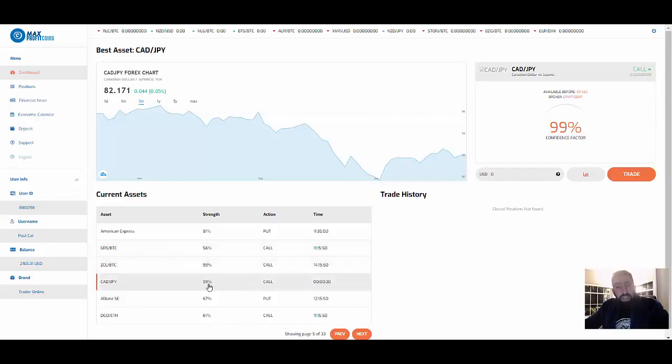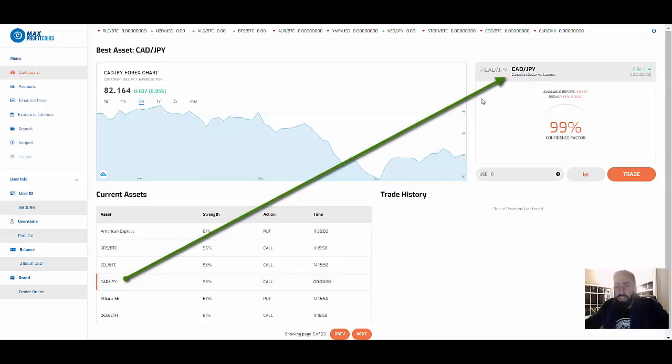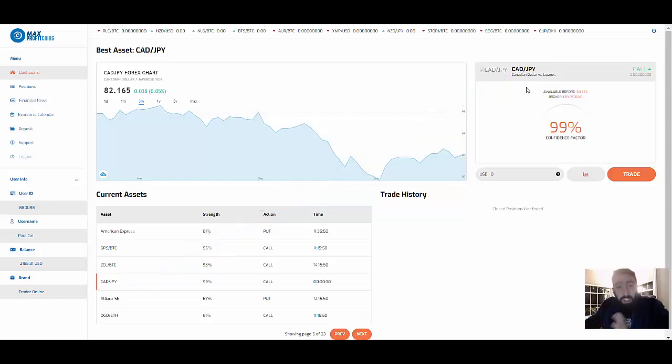So what I'm actually going to do, guys, considering that we have a great confidence factor here, is do this for our first trade. This is the easy part. When you click whichever signal, in this case Canadian dollar JPY, that signal is automatically transferred to the auto trading section of your Max Profit Coins app. And from here, it's very simple. You have total control over the entire software.